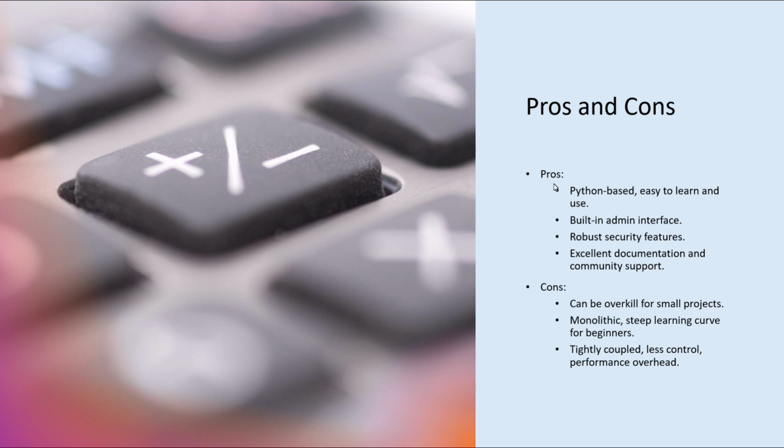Then, tightly coupled components. In Django, components like the ORM, template engine, and form handling are tightly integrated. While this can be convenient, it also means that replacing or customizing these components can be challenging. So let's put it this way. It's like the components are as close as peas in a pod. It's convenient, yes, but if you want to swap out an individual small component, it's like trying to replace a wheel on a moving car. Not impossible, but it's tricky.